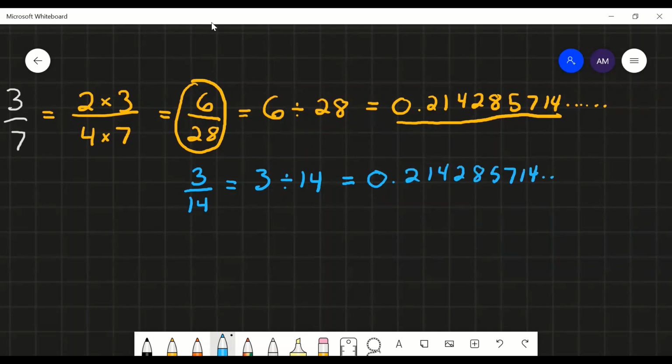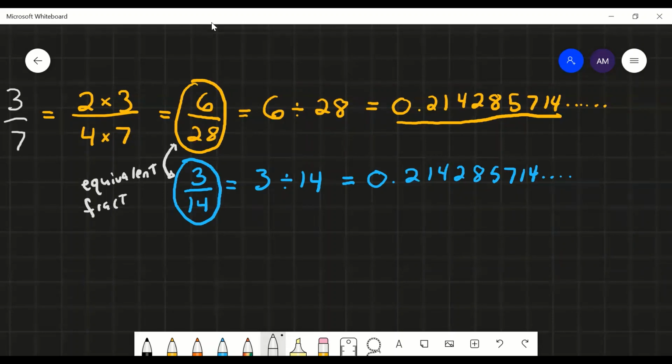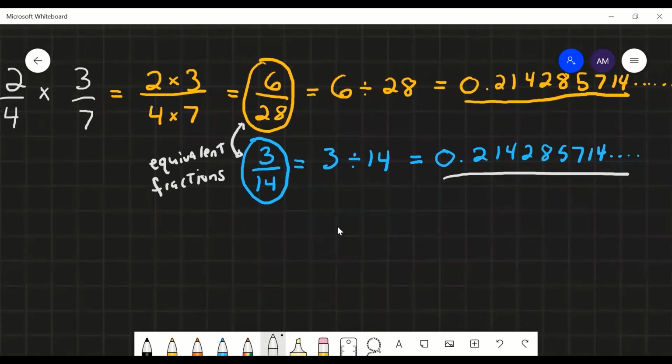So what's the deal with that? It turns out that these two fractions, the 6 over 28 and the 3 over 14, we call these equivalent fractions. So what does equivalent mean? It means that they result in the same thing, basically. They both lead to the answer 0.214285714. So which one is correct and which one is incorrect?